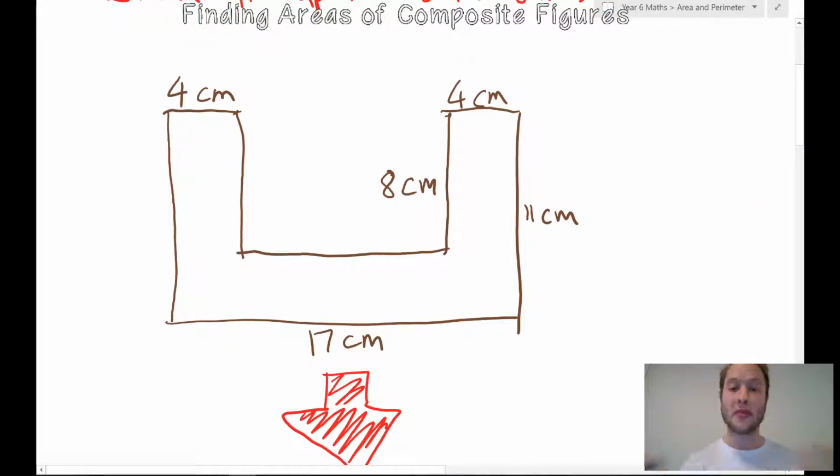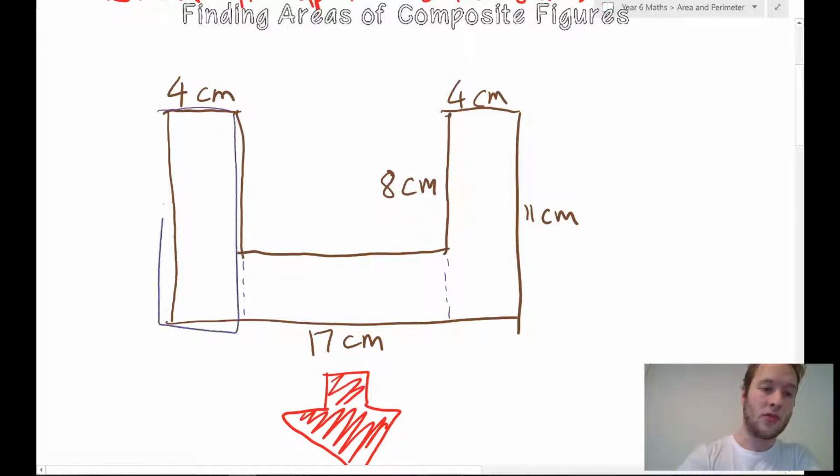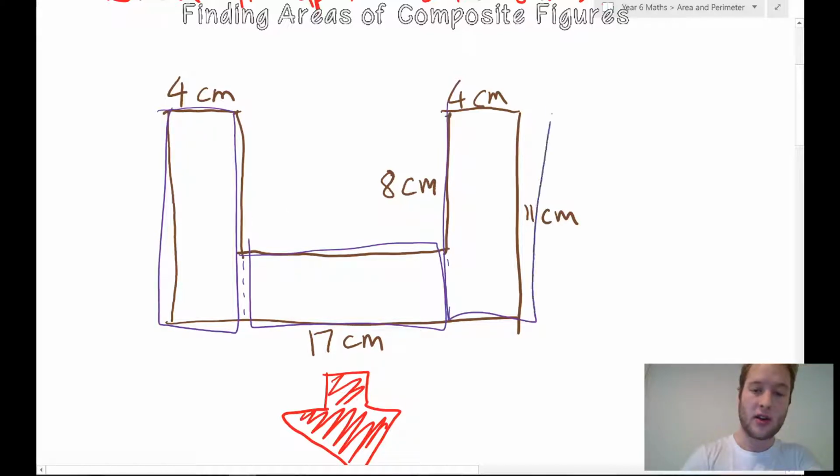A composite figure is when there are multiple shapes combined. What I mean by breaking it up into parts is we can get our pencil or texture or whatever we're using, and add little lines like this to say that I've got a rectangle, another rectangle, and another rectangle together. So I want to work out these three rectangles, 1, 2, and 3, and add them all together to get my whole area.